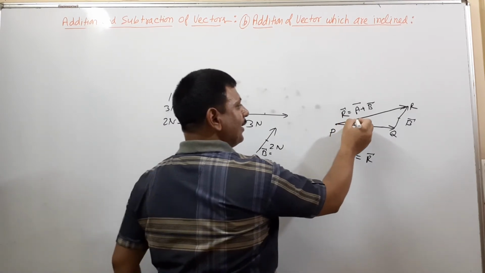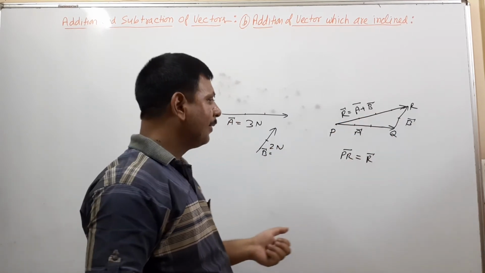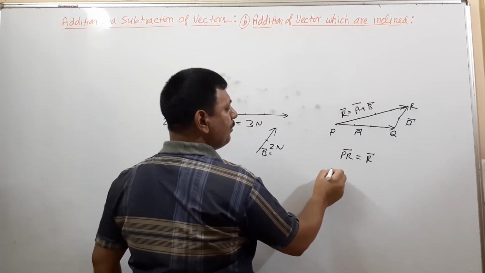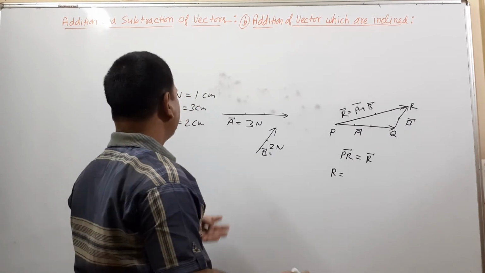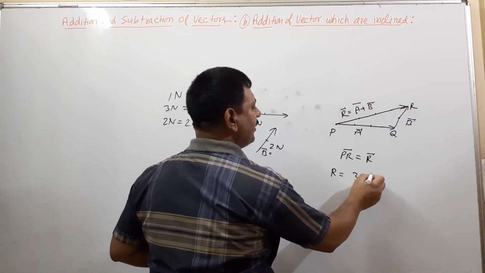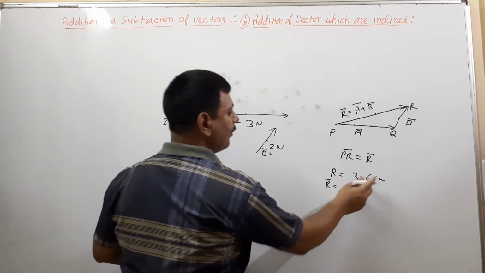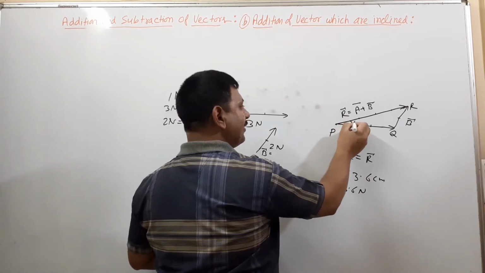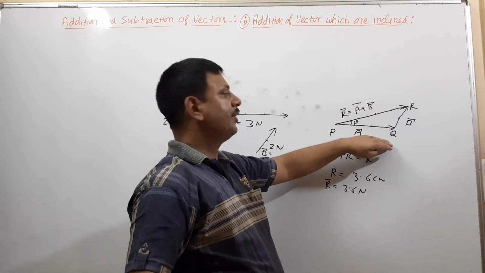If you take the length, measure the length, suppose the measurement of length has come 3.4, 3.6, suppose it comes, then magnitude of this vector will be 3.6 Newton. If this is theta, then it is the angle theta from the first vector.